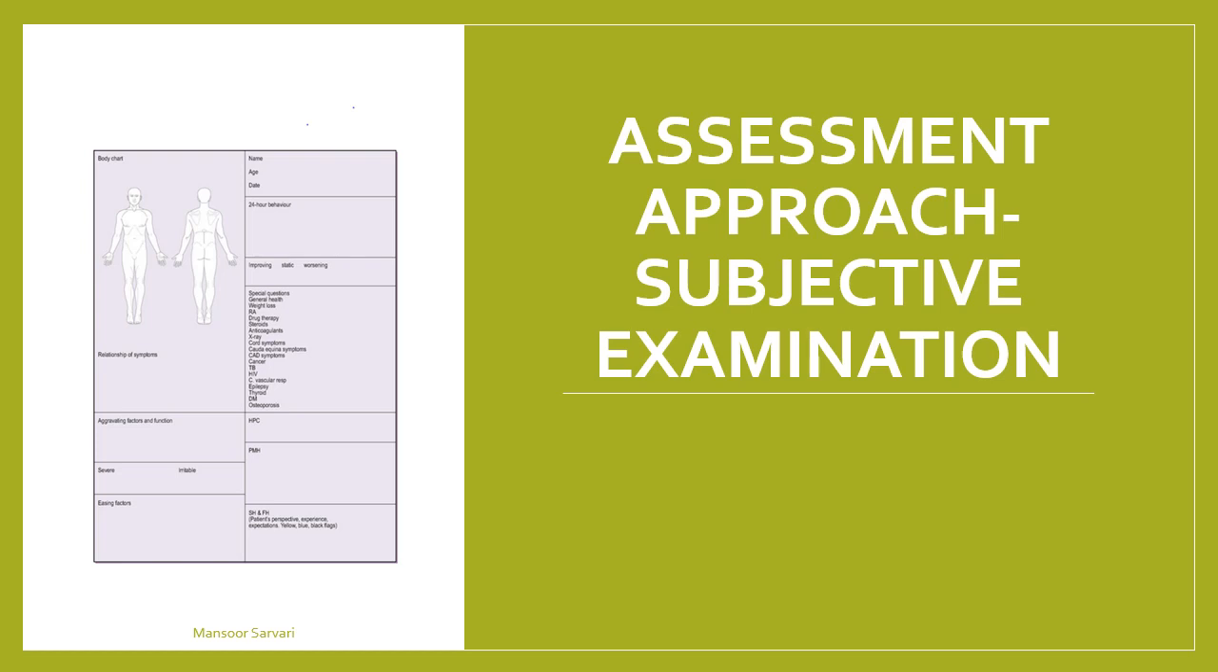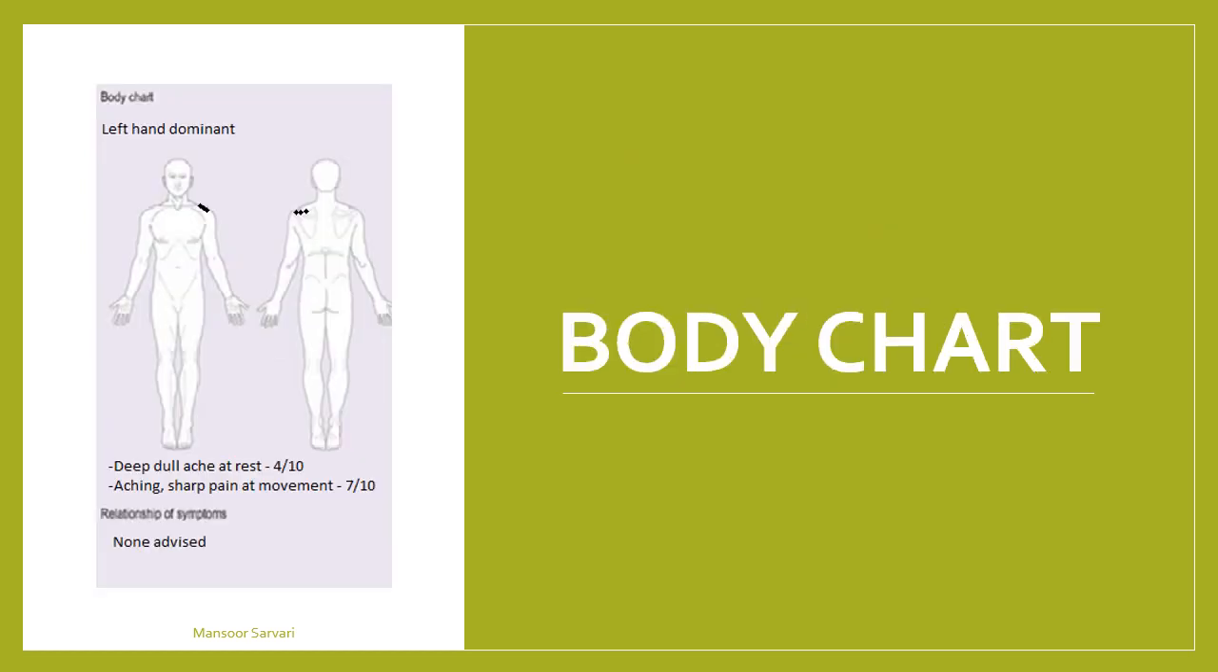Next, I will be talking about the subjective examination. The subjective examination form will be used and the body chart indicating the location of the pain. When Mr. B was approached in the waiting room, it was observed that he had a poked out neck, slouched and rolled forward shoulders. We introduced ourselves to Mr. B and began asking him how we could assist him today.